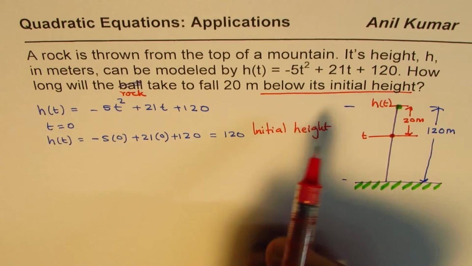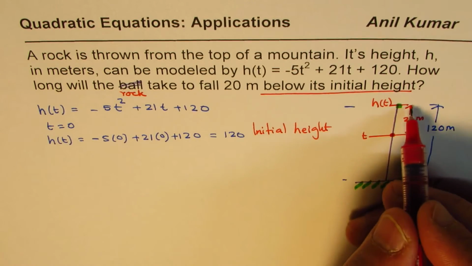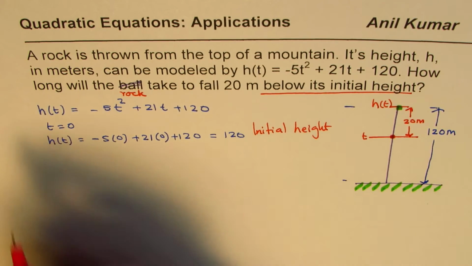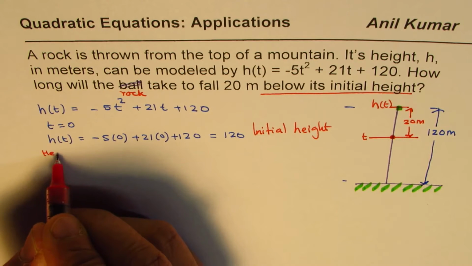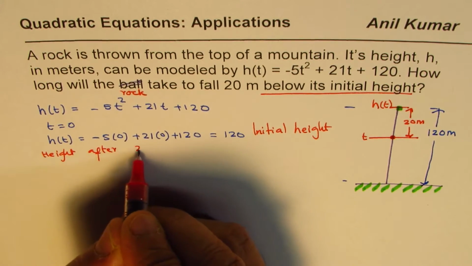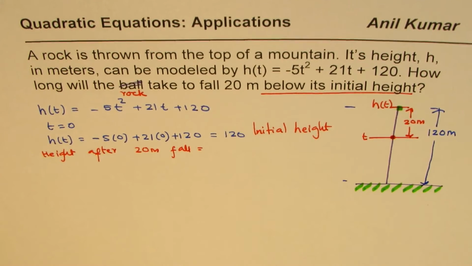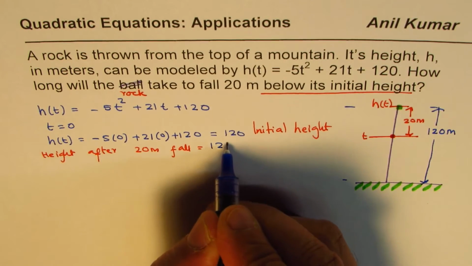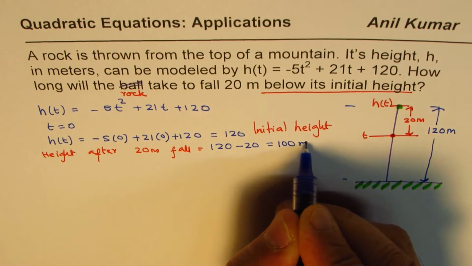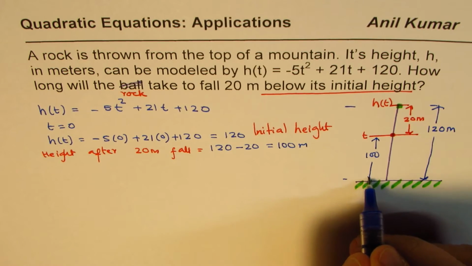So this is initial height. Correct? Now the question is, how long will the rock take to fall 20 meters? So if it falls 20 meters, then what is the height? So let's write down. Height after 20 meter fall will be equal to how much? It will be 120 minus 20, and that is 100 meters. Do you see that? So from the ground, this height is 100 meters. Does it make sense to you?